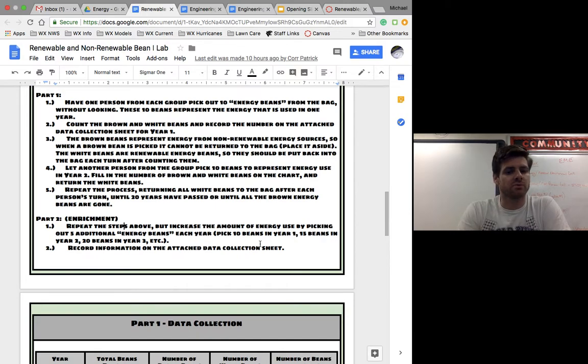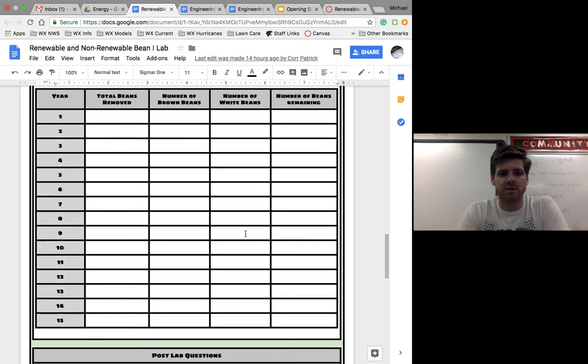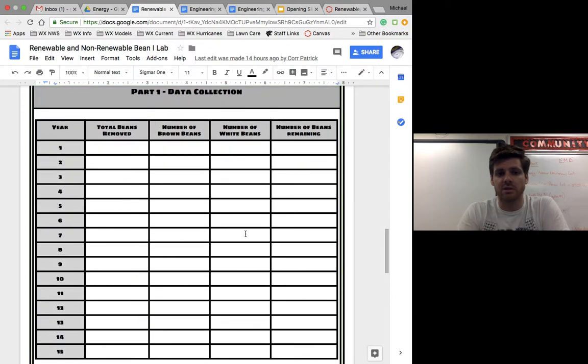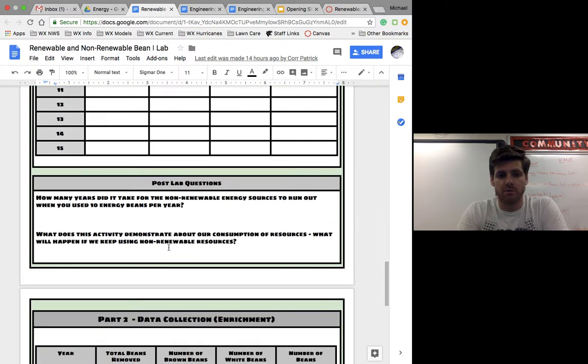So the first year you pull 10. Year 2 you pull 15 beans. Year 3 you pull 20 beans, and you increase it, moving up and up and up, increasing a little bit every single time. But again, the only thing that you really need to do is part 1 and the post-lab questions. Okay, pretty simple with this lab.